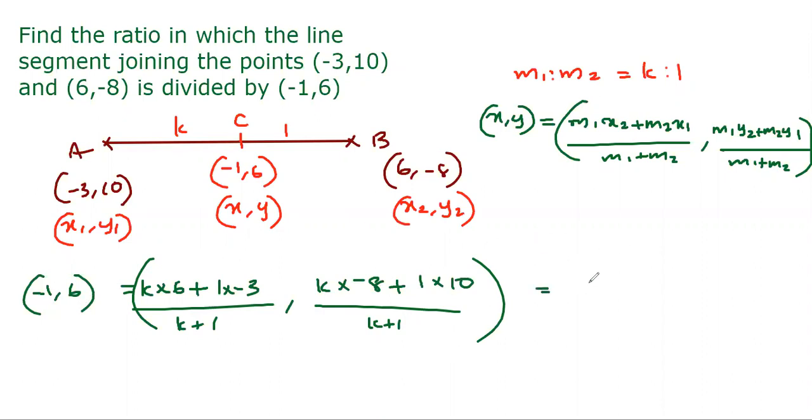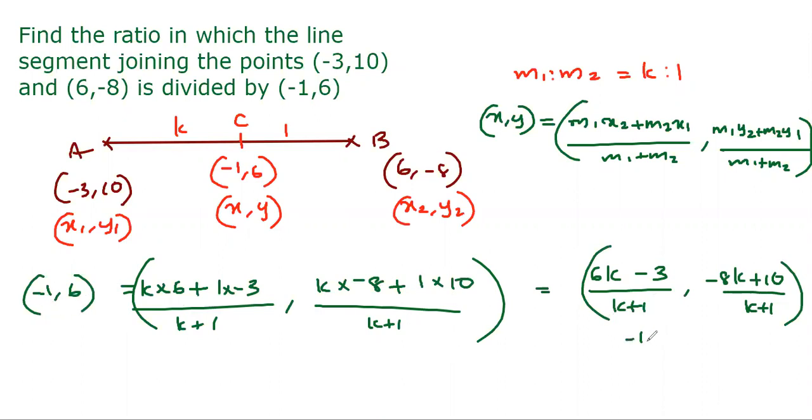Now we can simplify this to (6k - 3) by (k + 1) and (-8k + 10) by (k + 1). So I can say x is equal to -1 here. The x coordinate is -1 and the y coordinate is 6. So to find the value of k, you can either equate the x coordinate to x coordinate or the y coordinate to y coordinate.